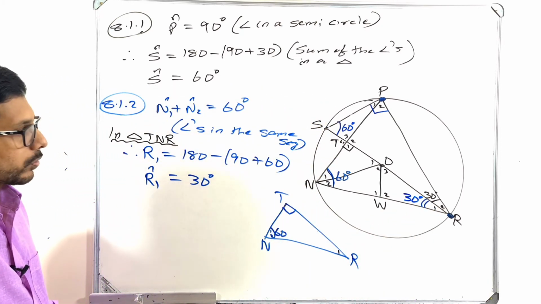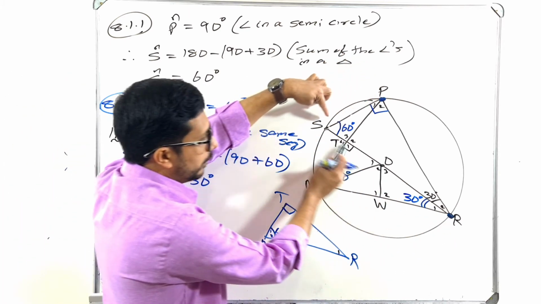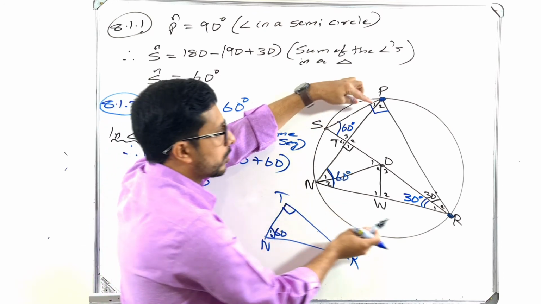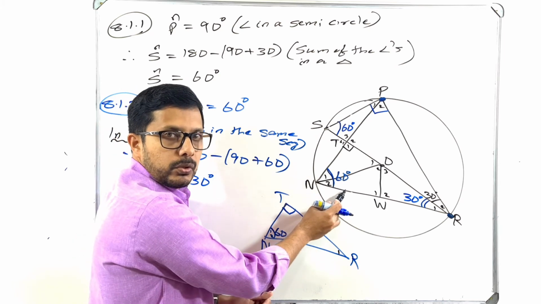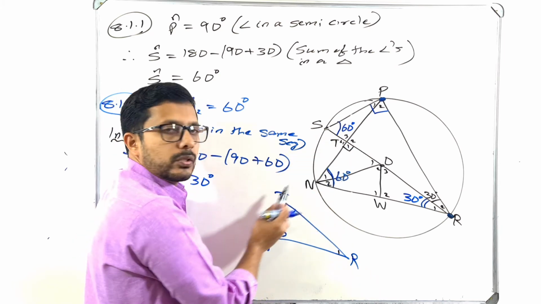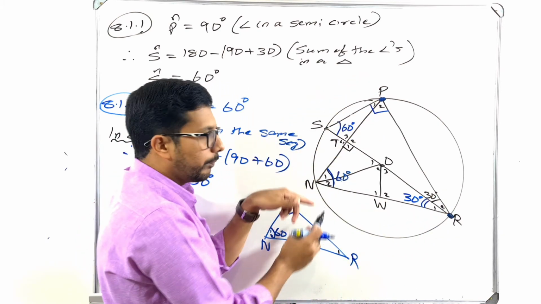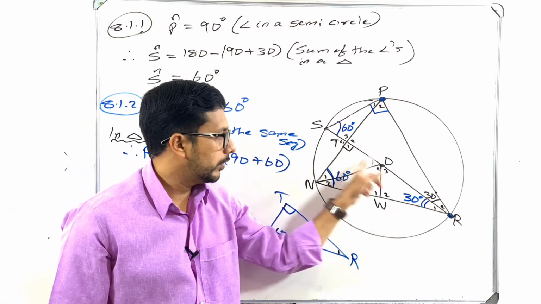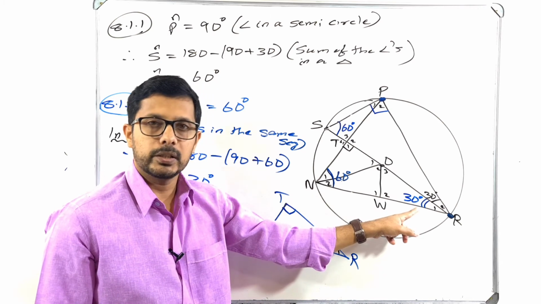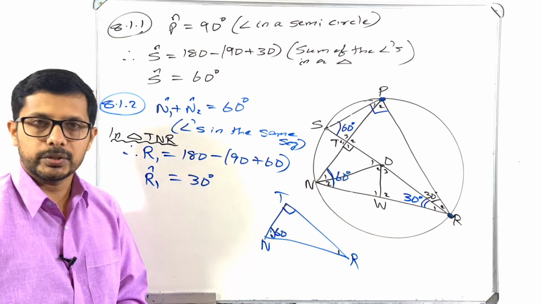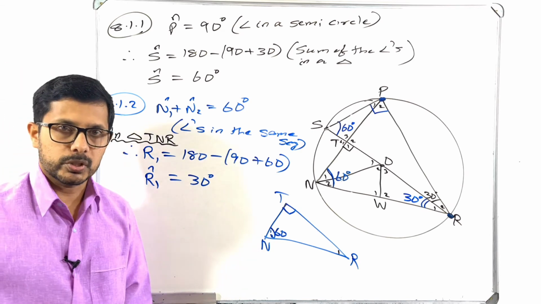You understand? Okay. So listen once more. From the chord PR, or from the points P and R, this angle we all know is 60 degrees. So from the same points P and R, this angle N1 plus N2 is also 60 degrees. If this one is 60, this is also 60. What is the reason? Angles in the same segment. Now when you consider this triangle, this is 90 degrees, this is 60 degrees, so the remaining is 30 degrees, sum of the angles in a triangle. Okay, so that is question number 8.1.2. Now let's move to the next question.